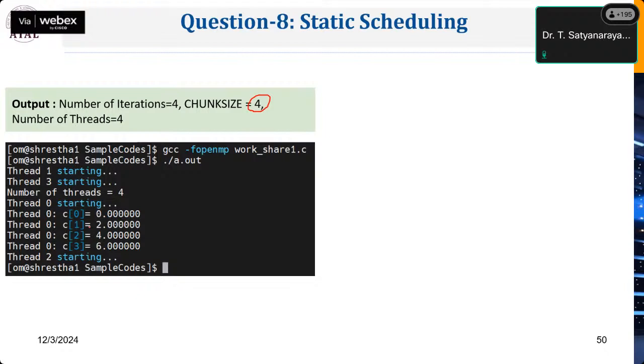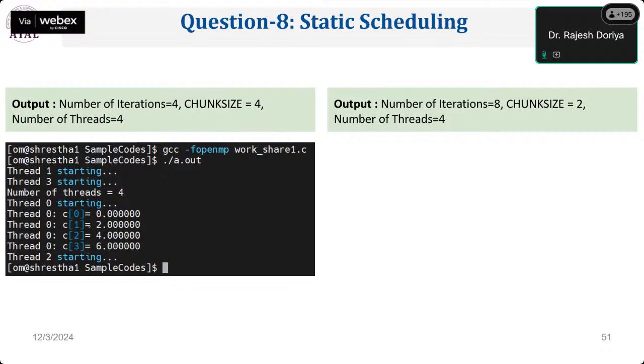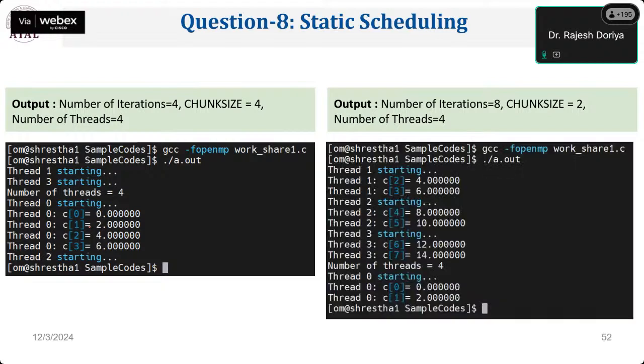Now consider one more scenario where the number of iterations is 8, the chunk size is 2, and the number of threads is 4. If we visualize this scenario, each thread is going to execute 2 iterations. In total there were 8 iterations, so each thread now executes 2 iterations because the chunk size is 2.